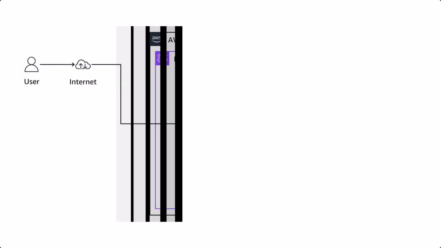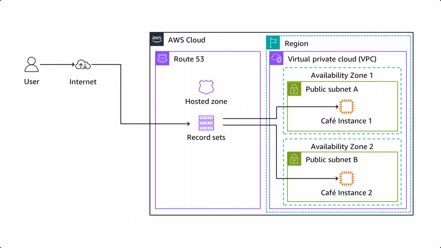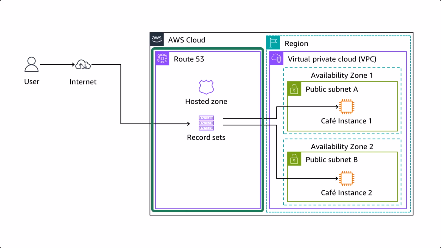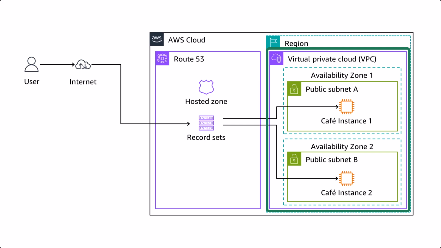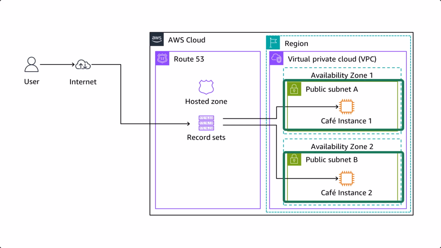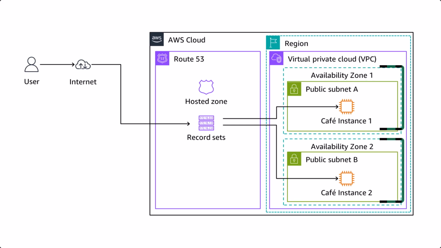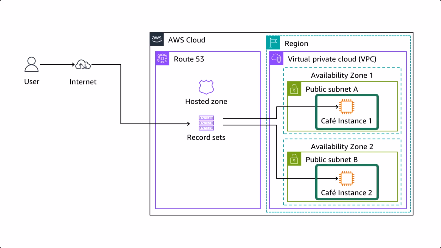In this demonstration, you will learn how to accomplish failover routing using Amazon Route 53. In this failover routing example, we have a registered internet domain, and we're managing it with Amazon Route 53. We have a VPC with two subnets in different availability zones. Each subnet has an identical EC2 instance running a web server with the Mom and Pop Cafe website hosted on it.